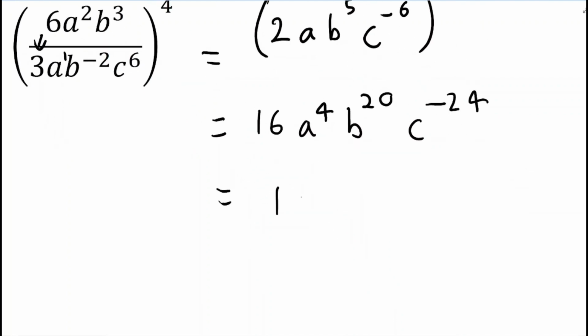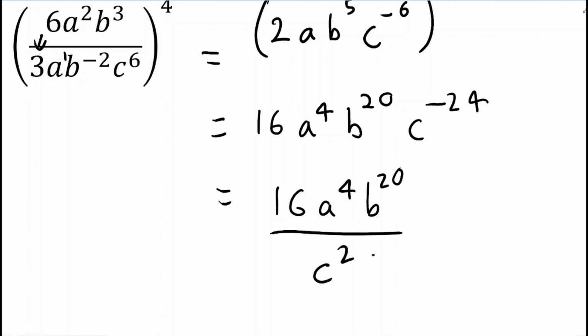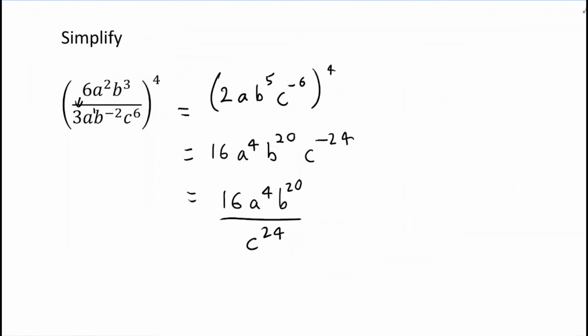And if you want to get extra fancy there, that's 16a^4 b^20 over c to the 24 if you don't like that negative power there. So that's sort of how you'd simplify something horrible like that.